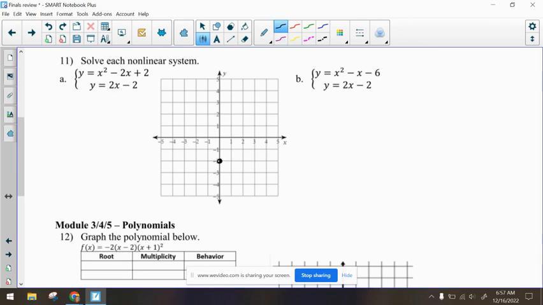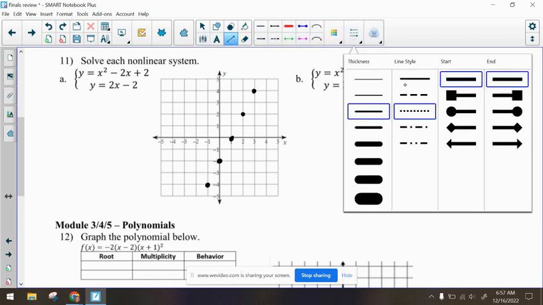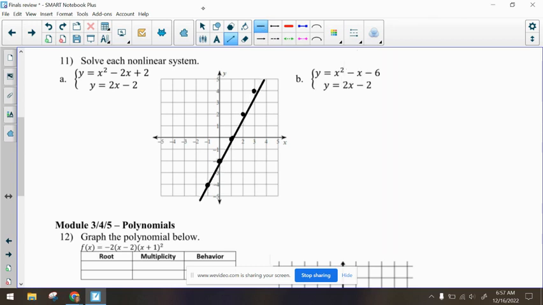My y-intercept is -2. My slope is +2, so up 2, right 1. I'm going to plot lots of points. The more accurate we can draw our graph, the easier it's going to be to see the exact point where they intersect.